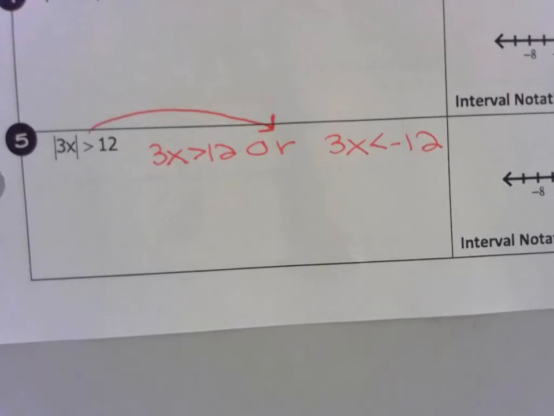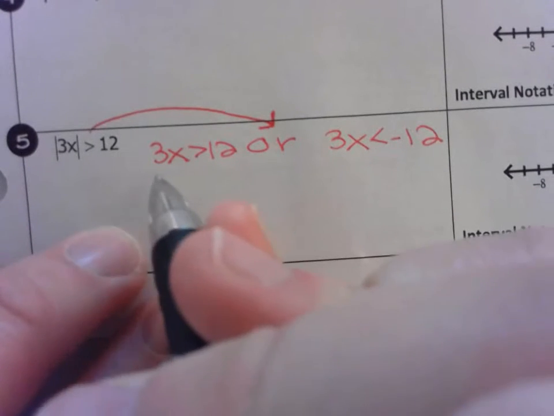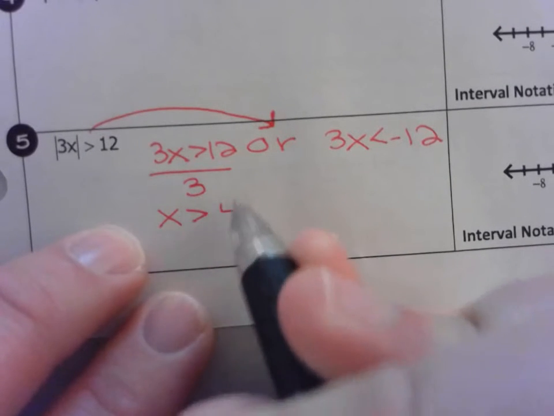Any questions so far? Now this is exactly like we did yesterday. How do I solve 3x is greater than 12? How do I solve it? Divide by 3. So x is greater than 4.